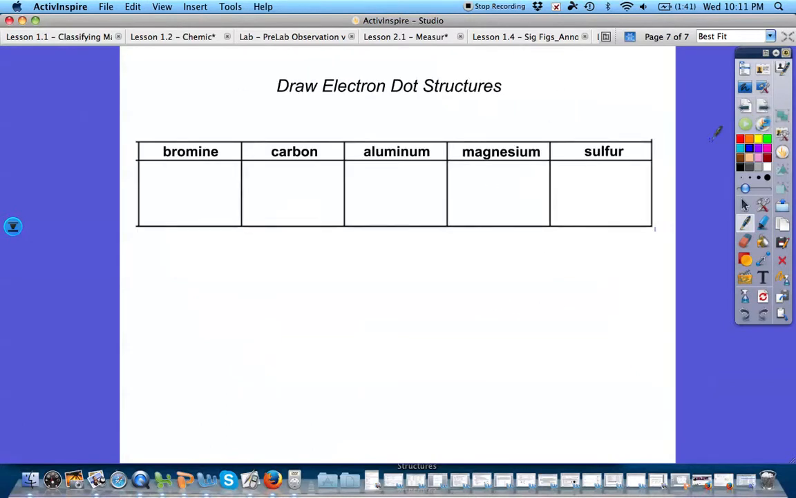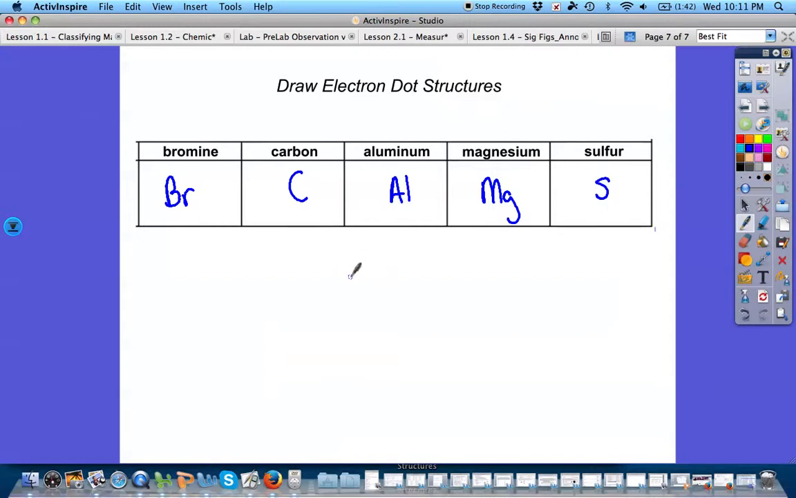So I'd like you to try these electron dot structures on your own. Go ahead and pause the video and then come back and check. Welcome back. So the first thing we need to do is we need to write the symbol for each of these elements. Bromine is Br, carbon is C, aluminum is Al, magnesium Mg, and sulfur is S.